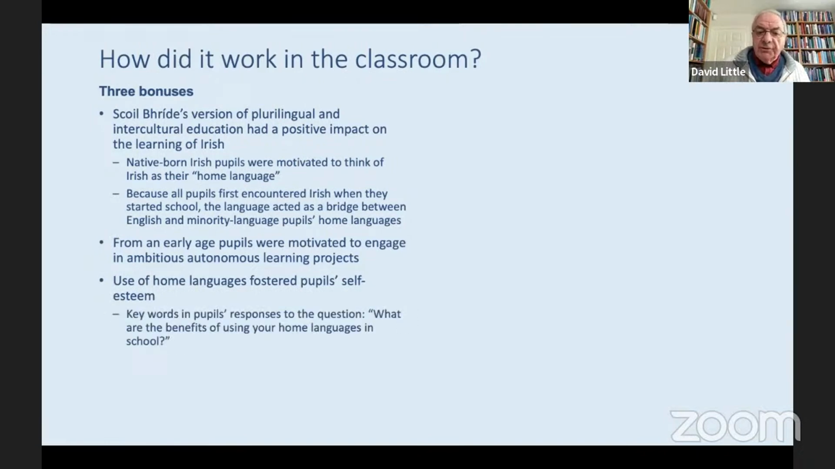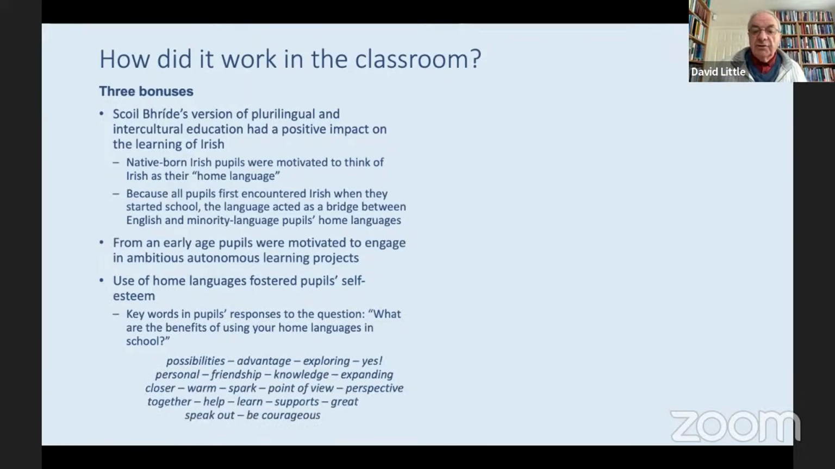Keywords in pupils' responses to the question, what are the benefits of using your home languages in school, were these: possibilities, advantage, exploring, yes. Personal, friendship, knowledge, expanding, closer, warm, spark, point of view, perspective, together, help, learn, supports, great, speak out, be courageous. And all of those words and phrases point to concepts which in turn point to competences set out in the reference framework I referred to at the end of the second part.